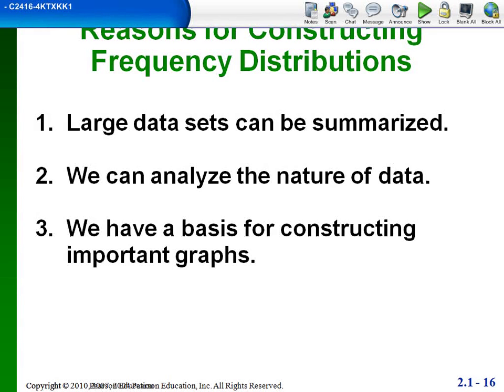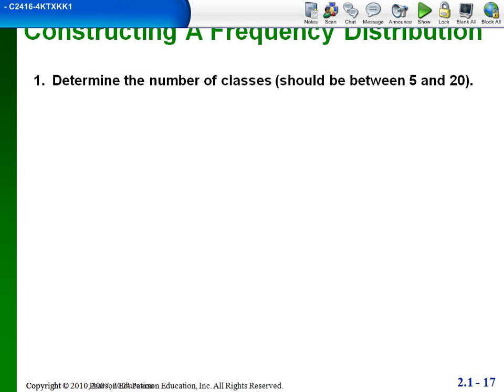Then we have a basis for constructing important graphs. In other words, the histogram. That's what we're talking about. Okay, now these are the processes to do it. This is the procedure. Now, you will be given how many classes you will have. Okay, that will be given to you all the time.